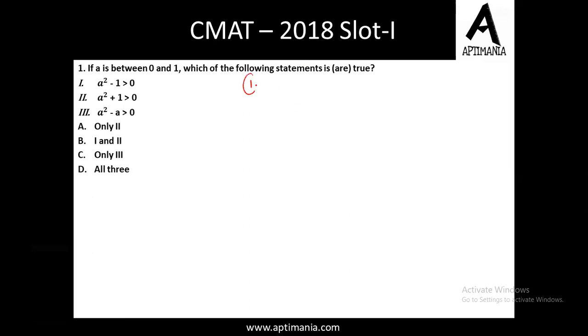So let's check out the first statement. If A is less than 1, A square will be less than 1 as well. So A square minus 1 will be less than 0, whereas the first statement says that A square minus 1 is greater than 0, which is a false statement. Second, A square plus 1.